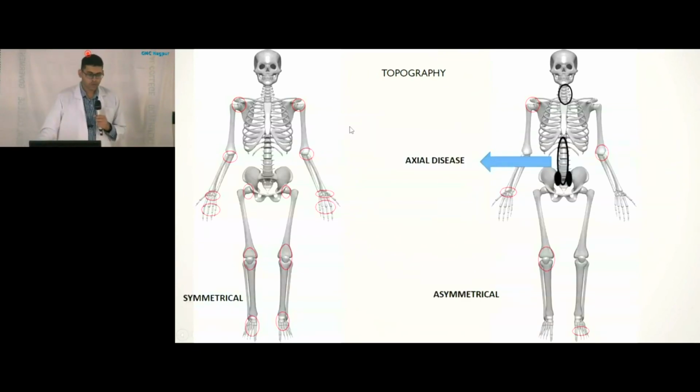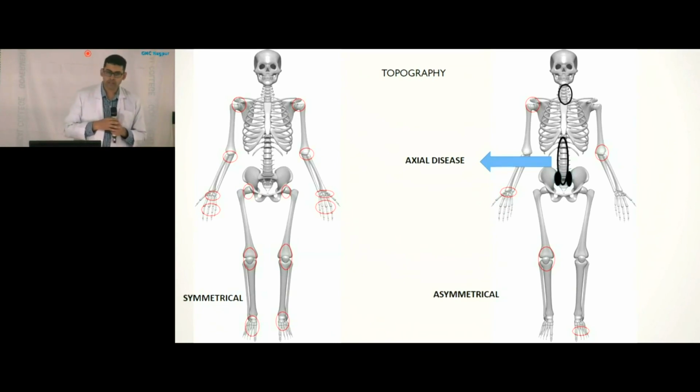So what do you understand by the word topography? Something related to geography? Anyone? The topography of a terrain, okay? Where the mountains are, where the river is, where the lake is, something like that, and they are going to stay there. So this is something about arthritis as well.